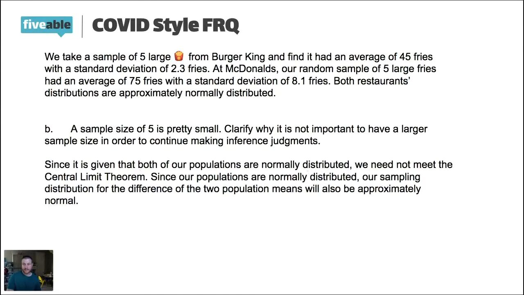Since our populations are normally distributed, our sampling distribution for the difference of the two populations will also be approximately normal. So yeah, our population is normal. That's really the best. We have 2 bell curves, McDonald's and Burger King, and we're putting those 2 bell curves together. Well, that's going to make a bell curve type shape. And that's kind of what we have here.